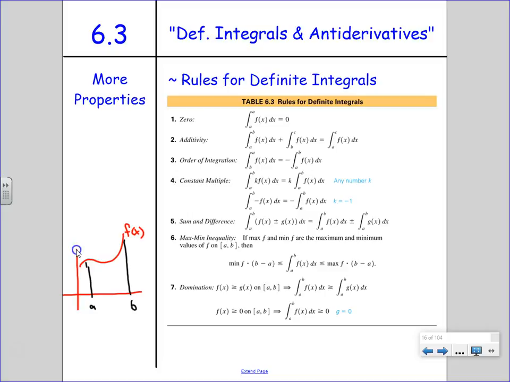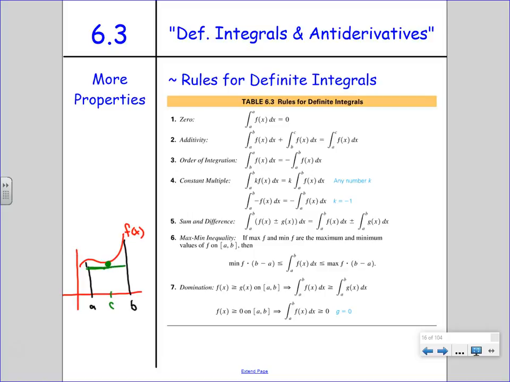Right? We can see the area. My question, though, is what is the minimum value of f? We could find that, right? And the minimum would be over here somewhere? And they say, okay, make that your height. So the min of f would be at some little c.